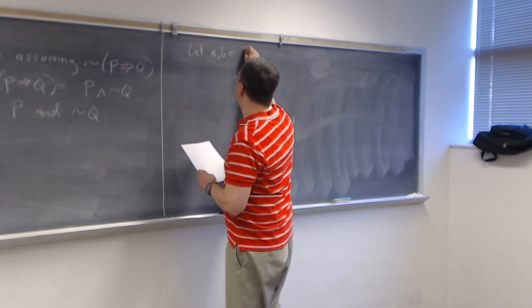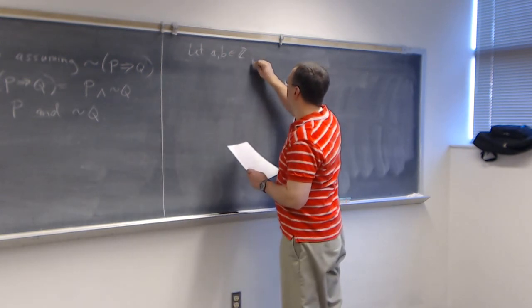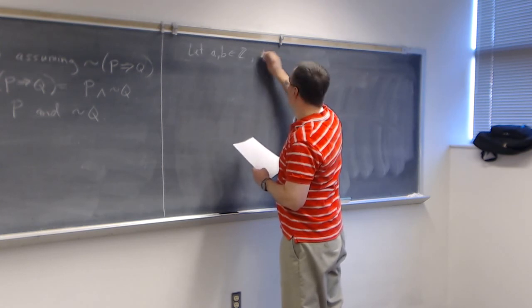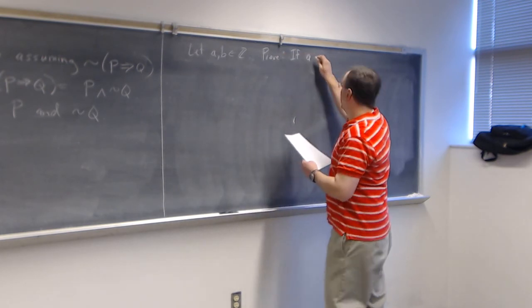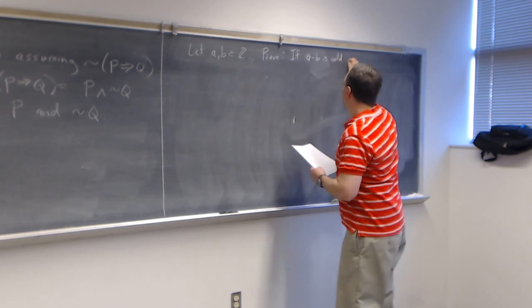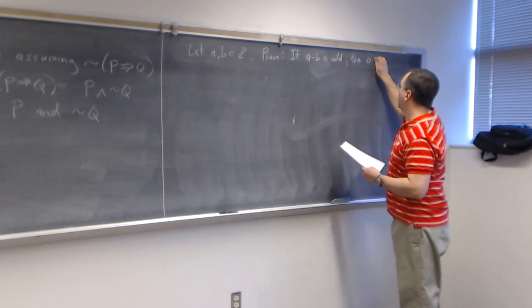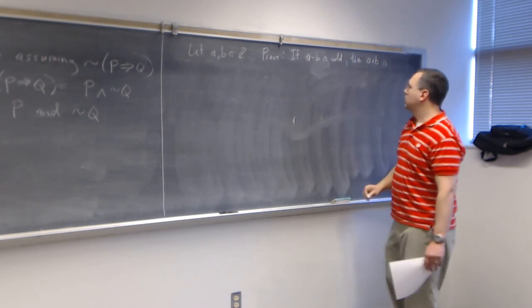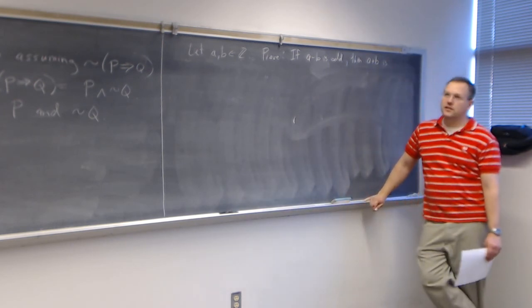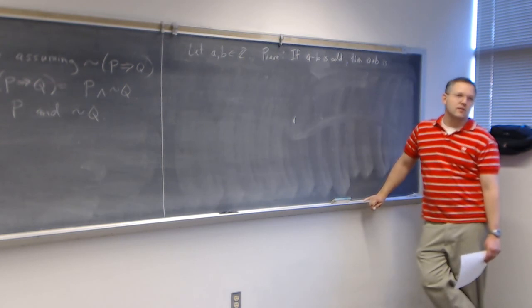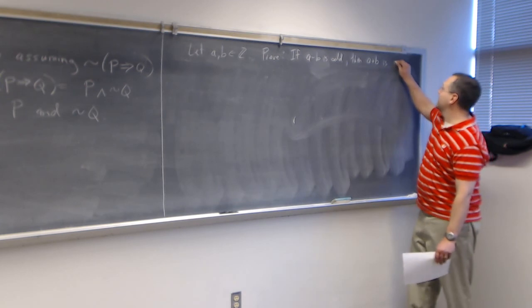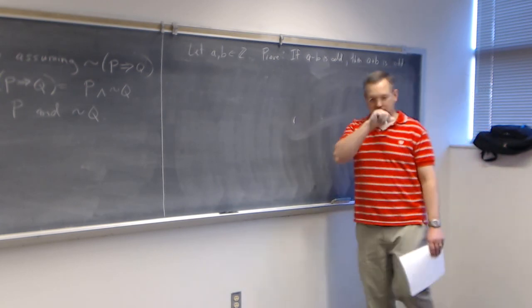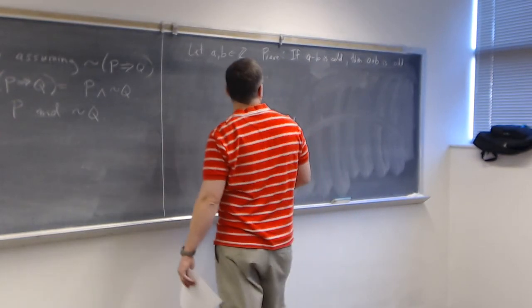Let A, B be integers. Prove: if A minus B is odd, then A plus B is, what do you think? If A minus B is odd, then A plus B is odd. Oh, so this is not an obvious statement? Okay. Good, I'm glad I showed this. It's actually odd. Yeah, let me prove it.